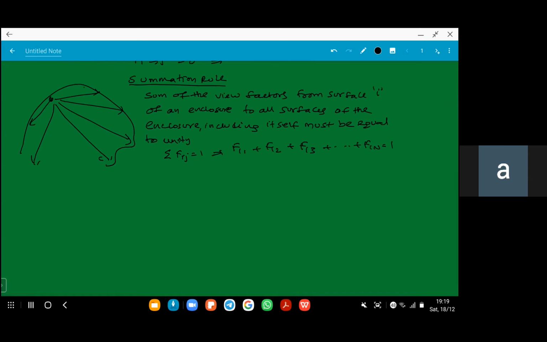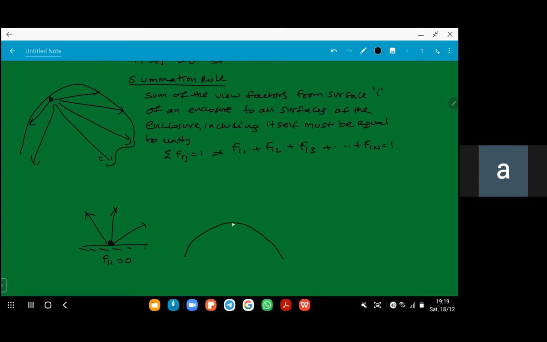Meanwhile, I just want to propose this. For example, it's a plane surface. I have the source here, so you have radiation diffusing in all the directions. In this case, F11 is 0.